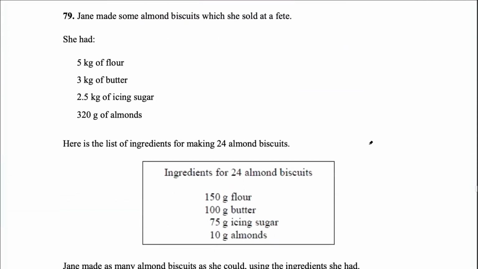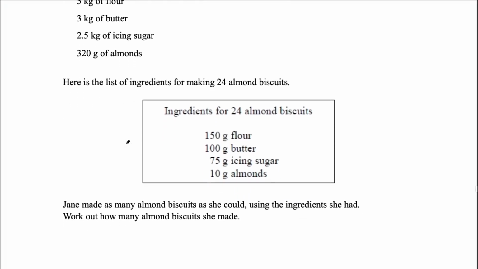Question 79 says Jane made some almond biscuits which she sold at a fete. She had 5 kilograms of flour, 3 kilograms of butter, 2.5 kilograms of icing sugar, 320 grams of almonds. Here's the list of ingredients for making 24 almond biscuits. So for 24 biscuits, you need 150 grams of flour, 100 grams of butter, 75 grams of icing sugar, and 10 grams of almonds. Jane made as many almond biscuits as she could. Using the ingredients she had, work out how many almond biscuits she made.